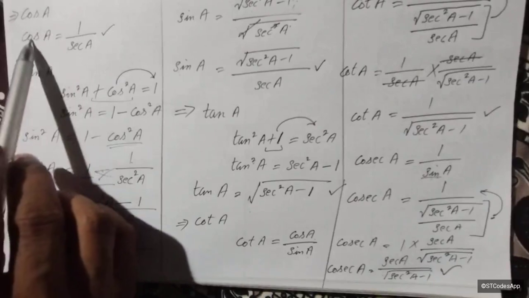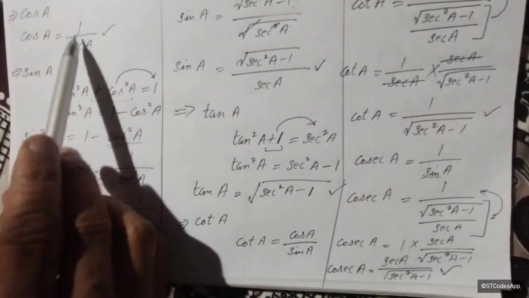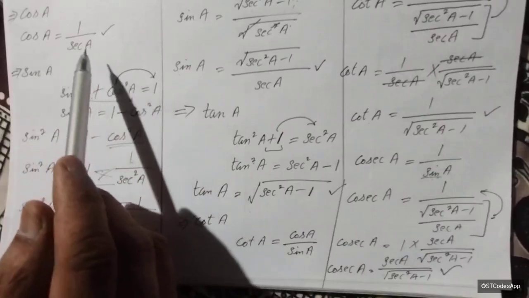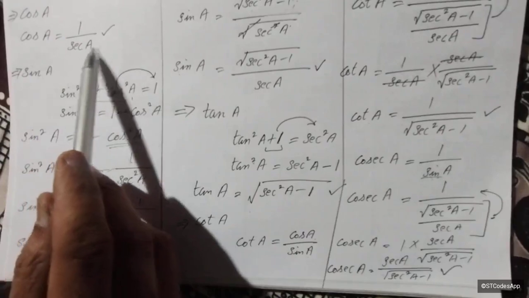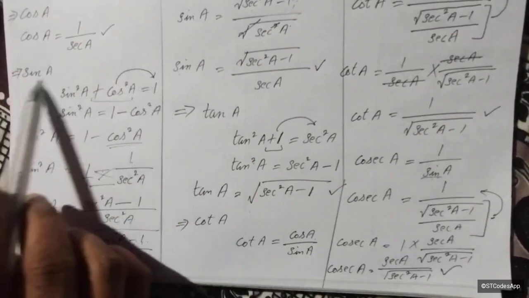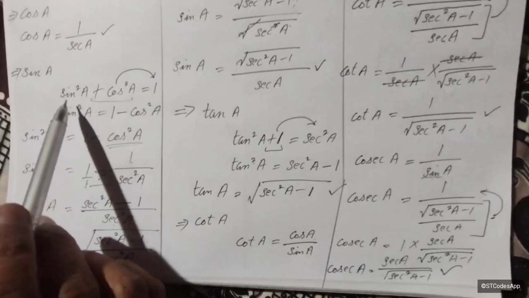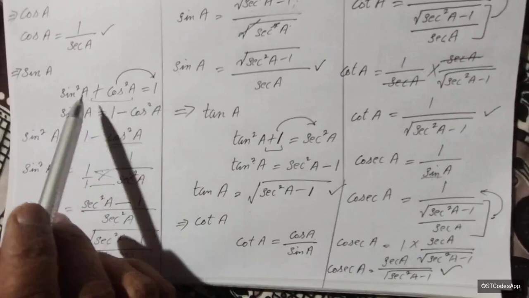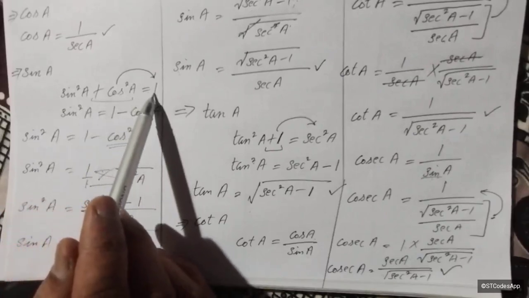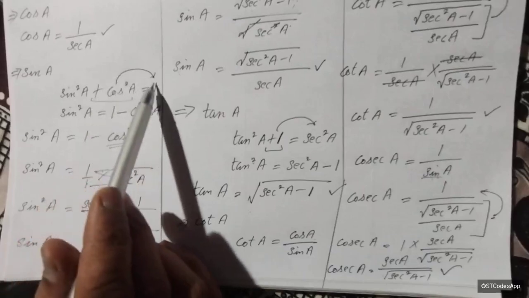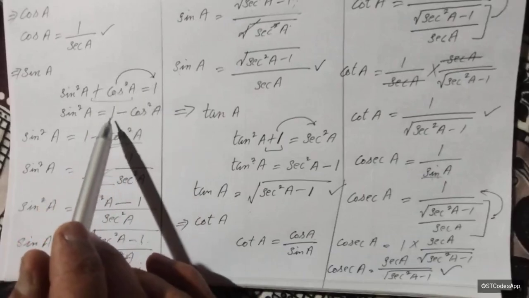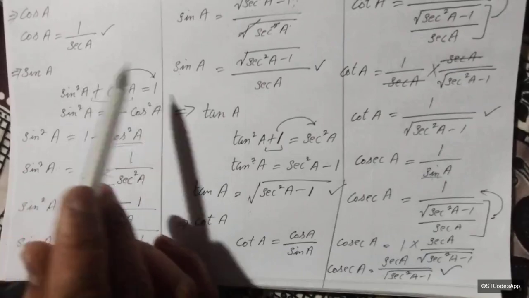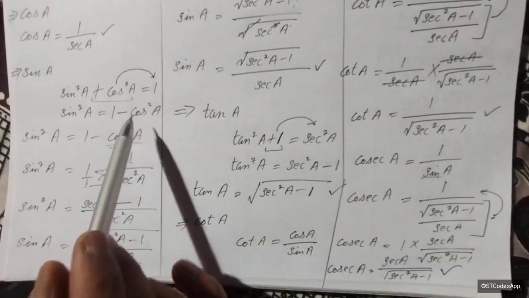Cos A formula we have 1 upon sec A. It is already changed in the formula, so first is this answer. Sin A: we have the formula sin square A plus cos square A, which when added gives the answer 1. So we have shifted cos square A to the other side and get 1 minus cos square A, because cos was plus here, it shifted to the other side and became minus.